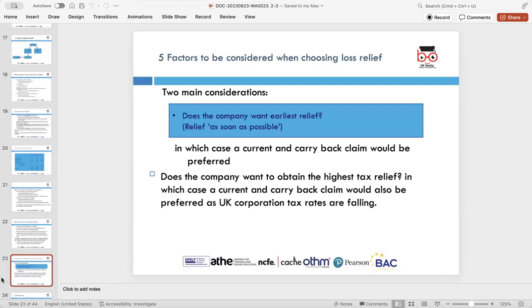Factors to be considered when choosing loss relief. The two main considerations: does the company want earliest relief, in which case a current and carry back claim would be preferred? And does the company want to obtain the highest tax relief, in which case a current and carry back claim would also be preferred, as UK corporation tax rates are falling.